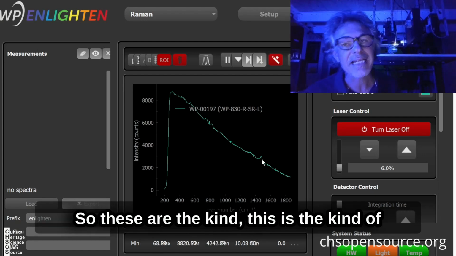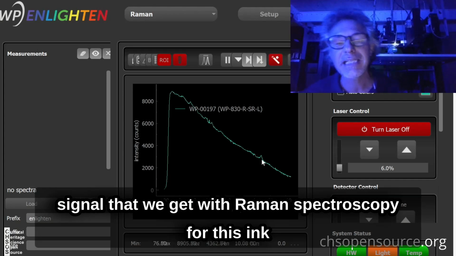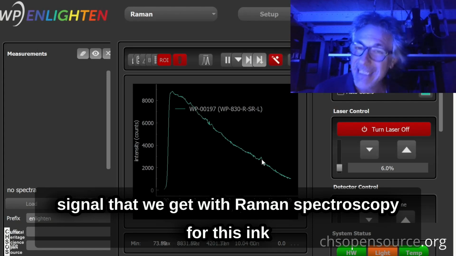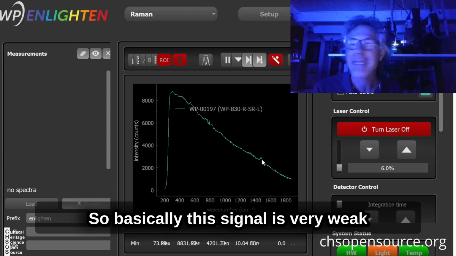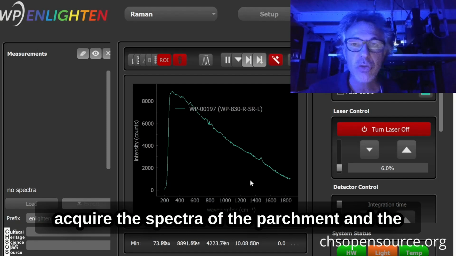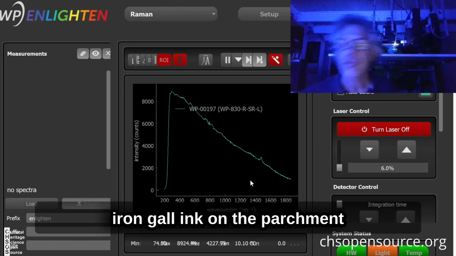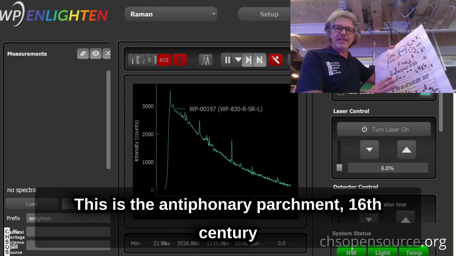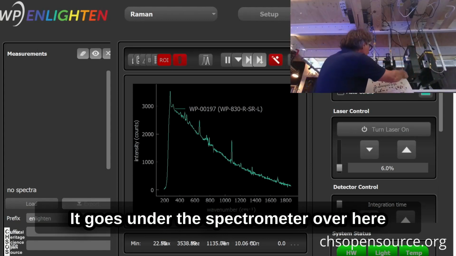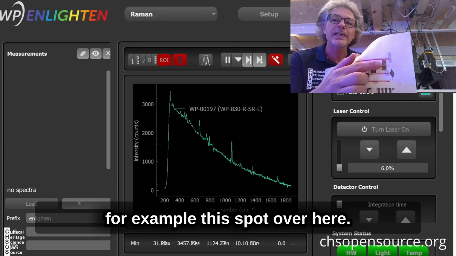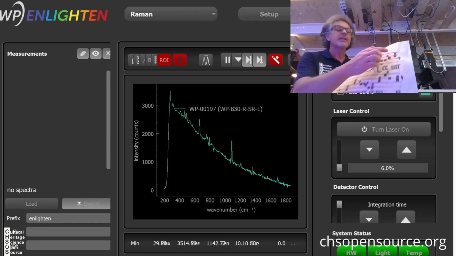So this is the kind of signal that we get with Raman spectroscopy for this ink. Basically, the signal is very weak. We save this one and proceed to acquire the spectra of the parchment and the iron gall ink on the parchment. This is the antiphonary parchment, 16th century. It goes under the spectrometer over here, and we want to analyze, for example, this spot over here that is iron gall ink.